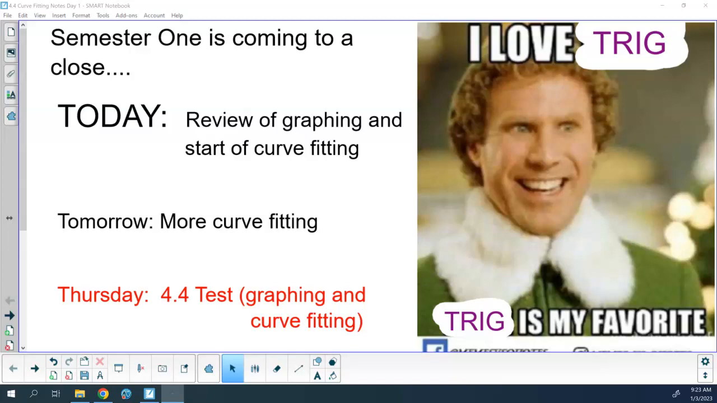At the end of class today, we're also going to take a formative assessment on graphing sines and cosines, just to get you back into that. And then after you're done with that, I'm going to hand out the section 4.4 review assignment for Thursday's test. So lots of stuff going on today in pre-calc.